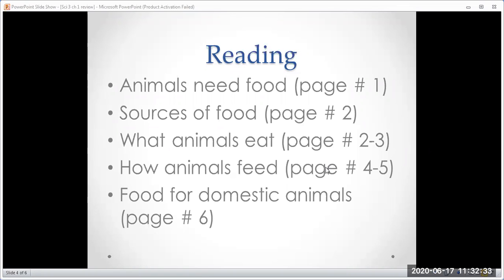So, the next student who will continue the reading is Mahat. Mahat, unmute your mic. And Shajiha, you mute your mic. And Azan, you too. Yes, Mahat, start reading. What animals eat?